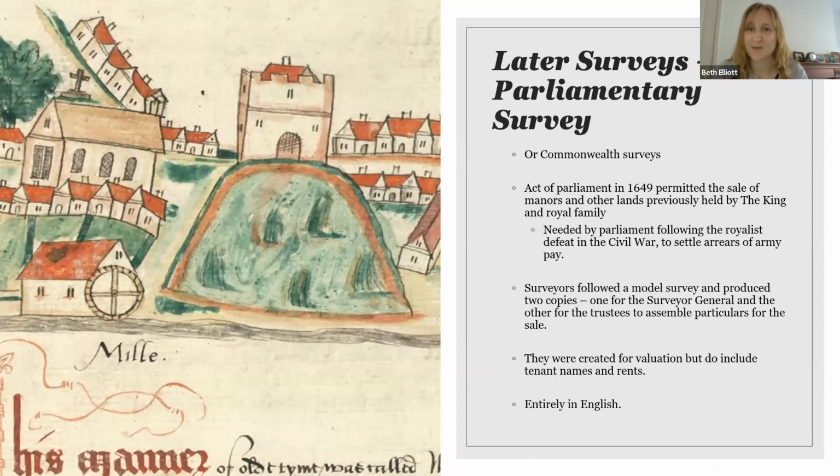You may also see parliamentary surveys coming up. I'm not going to spend a huge amount of time on these, but they're just worth bearing in mind. They can be quite a nice one to look at if you're early in your research, because they're entirely in English and they're very formulaic. Basically, these surveys came about following the Commonwealth. So as I mentioned at the beginning, land was held of the king. So when we get the Commonwealth, this land could then be sold on.